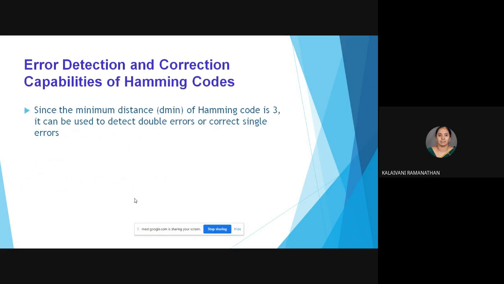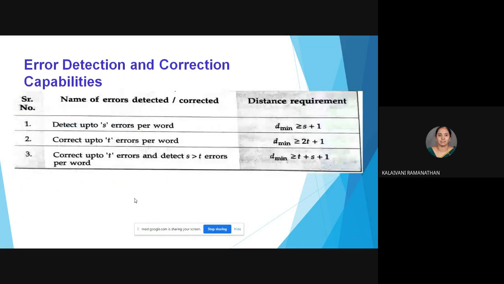Error detection and correction capabilities of the Hamming code. Since the minimum distance of the Hamming code is 3, it can be used to detect double errors or correct single errors. We shall see the distance requirement and the errors that can be corrected and detected by the Hamming code.